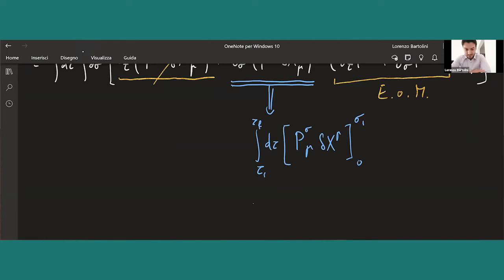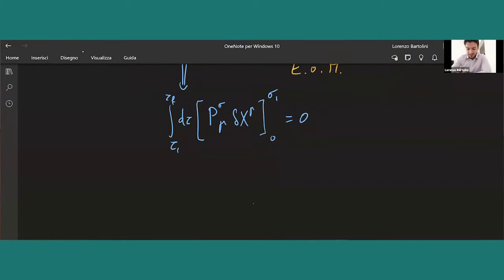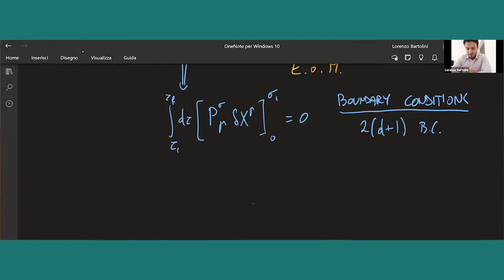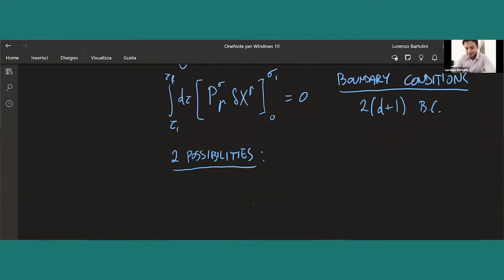So if we want to set this to zero, these are boundary conditions for our string. So this gives some boundary conditions for our equations of motion. And how many are those? Well, those are 2 times (D plus 1) boundary conditions, because you have 2 endpoints for every string, and D plus 1 coordinates at the extremes. And so we have two possibilities for this to vanish. It's a product, so either one or the other vanishes. There's not much more choice.